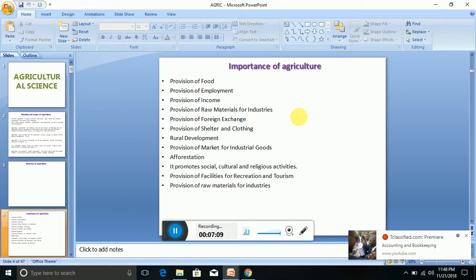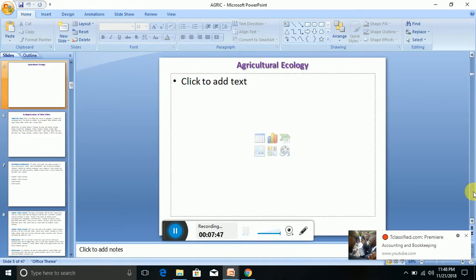It promotes social, cultural, and religious activities. When there is much agriculture, people interact more. There is buying and selling, there is meeting, there is cultural growth. There is also religious activities happening around great agricultural areas. Now we have provision of facilities for recreation and tourism. When government and people know that agriculture is booming in a particular area, they come there to invest in recreational activity, tourism, and the rest. Provision of raw materials for industry, as I've mentioned before, very, very important. Agriculture helps in providing raw materials for industry. So agriculture is very, very important.